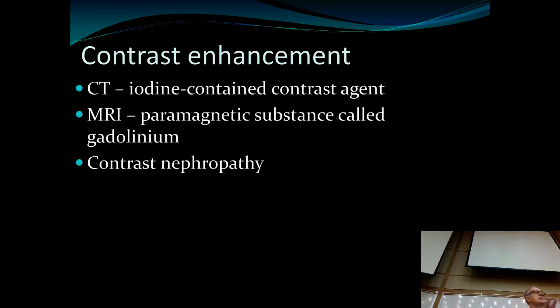Okay, so we have CT and MRI scan, and frequently we'll give contrast with both CT and MRI. For CT, it's an iodine-containing contrast. For MRI, it's called gadolinium, and now there are some other options as well. Okay, both contrast agents have potential to damage the kidney. So that's called contrast nephropathy. It's much, much more common with the contrast given with CT images.